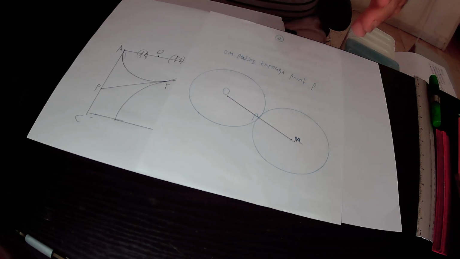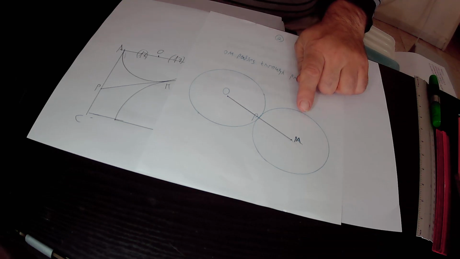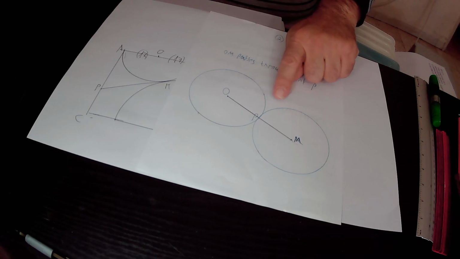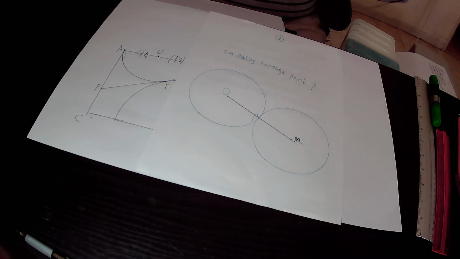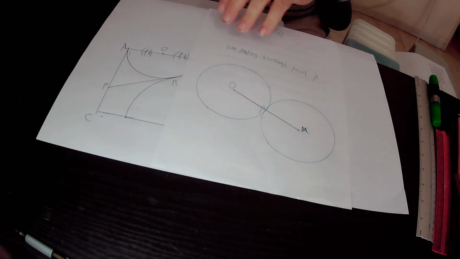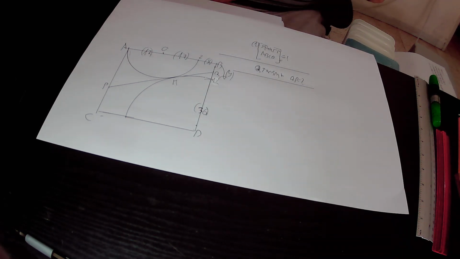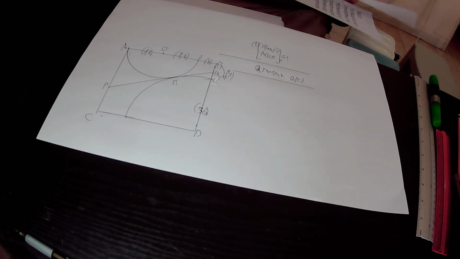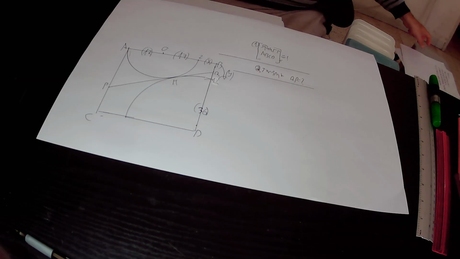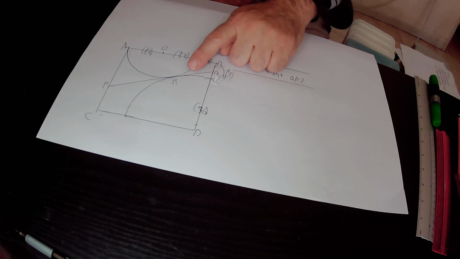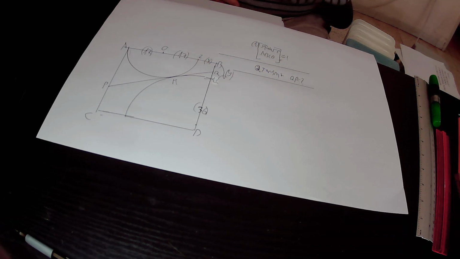Again, OPM is one straight line according to rule 10. So if OPM is one straight line, it means that OM in total must be equal to OP plus PM. So we can actually implement rule 10 in our drawing. In our drawing, the semicircle touches the quarter circle at point K. Therefore, we can implement rule 10.